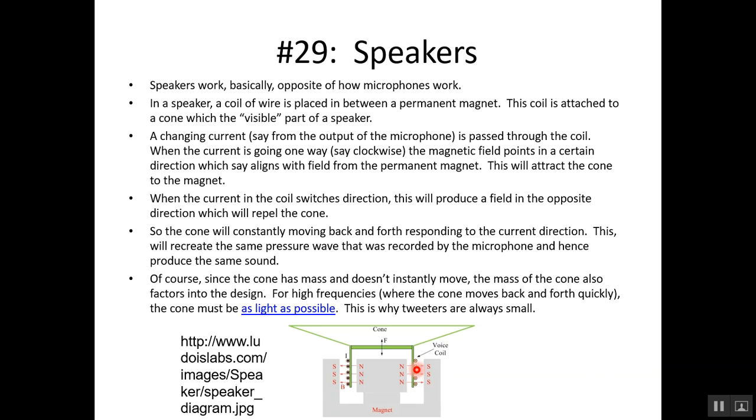So what I'm saying is that the magnetic force is either this way or that way, depending on how the current's going. When the current's going one way, the magnetic force pushes the speaker out this way. When it's going the other way, it pushes it back this way. And it reproduces the exact same sound wave that came in, right? It vibrates the same way as the sound wave that came in, and that produces the sound that you hear. That's how a speaker works, basically.